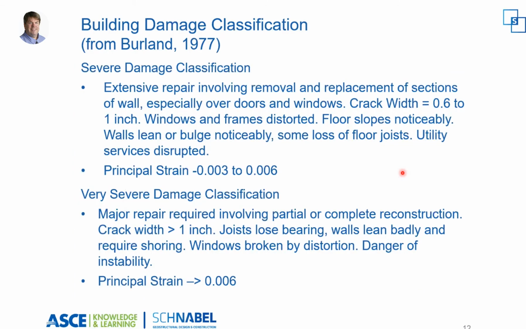And then you get to the real severe damage, where you have to start thinking about whether or not you need to tear down your structure. This is what you don't want.